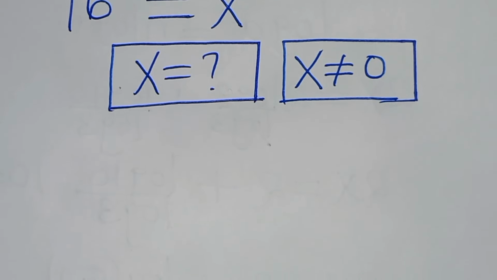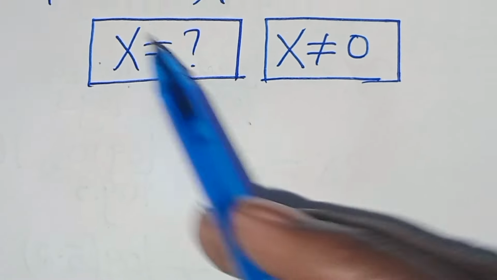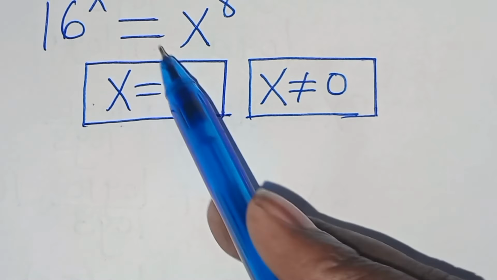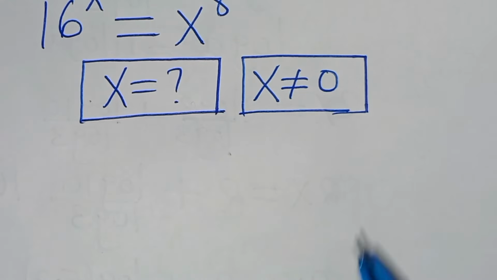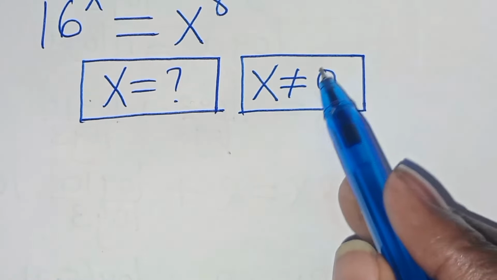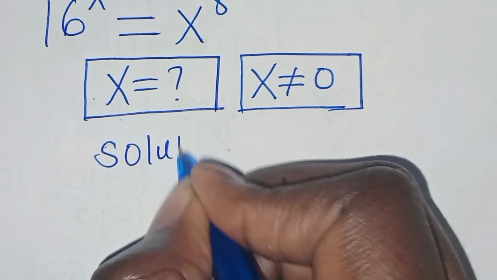Hello everyone, you're welcome to solve this nice exponential problem, which is 16 raised to power x equal to x to the power of 8. So what is the value of x, given that x is not equal to 0? So let's provide the solution from here.